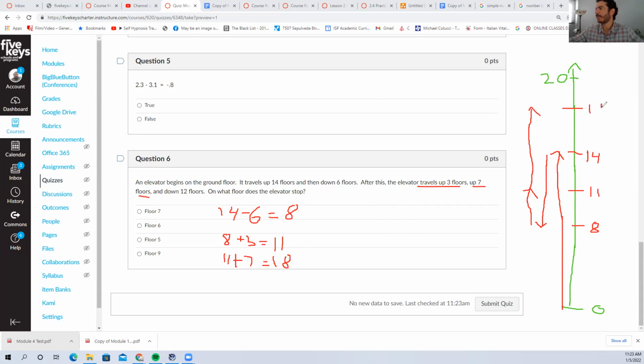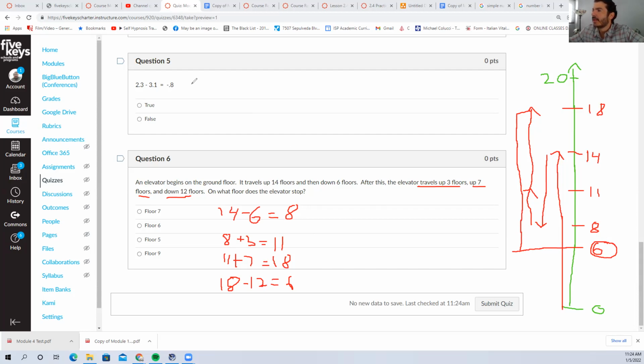Picture not to scale, but I am doing my best to make it to scale. And then it's going to go down 12. So down is going to be subtraction, right? And 18 minus 12 is 6. And that's where it's going to end up, at 6. Okay, so I just want to point out that I could have set this up a little differently. I'll do it up here in a different color.